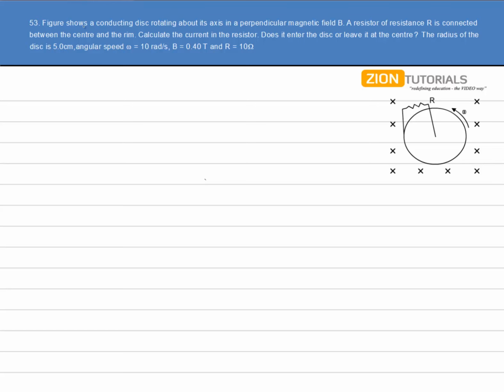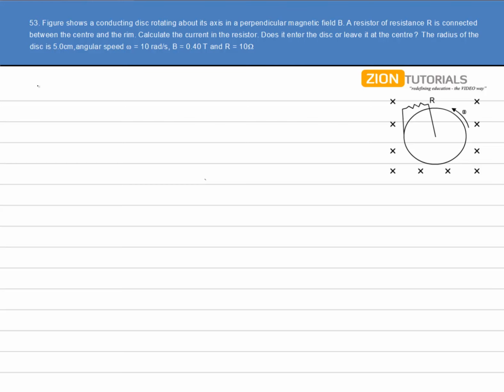The figure shows a conducting disk rotating about its axis in a perpendicular magnetic field. A resistor of resistance R is connected between the center and the rim. We have to calculate the current in the resistor and its direction.